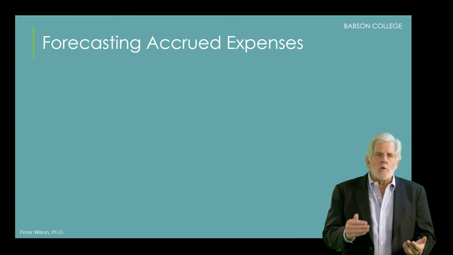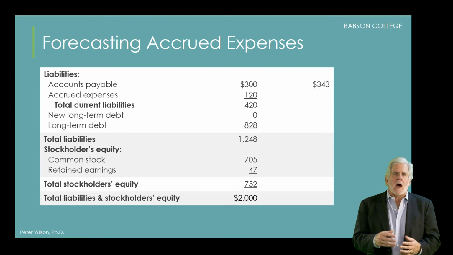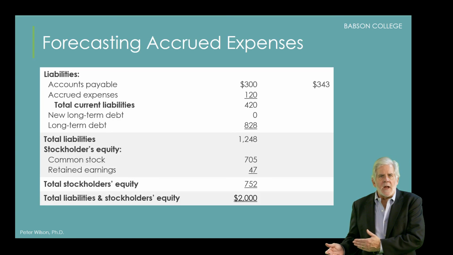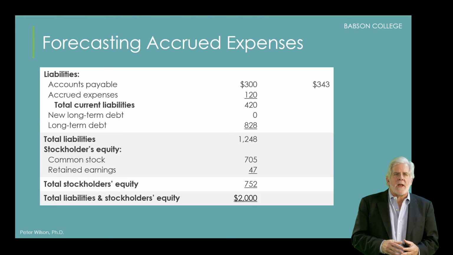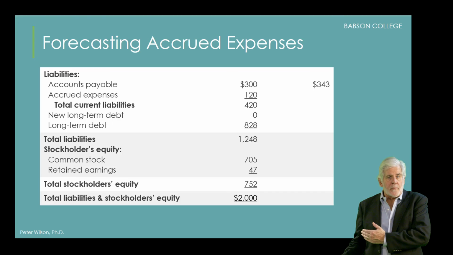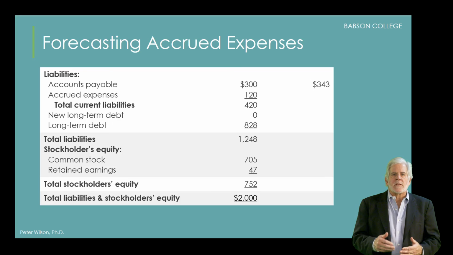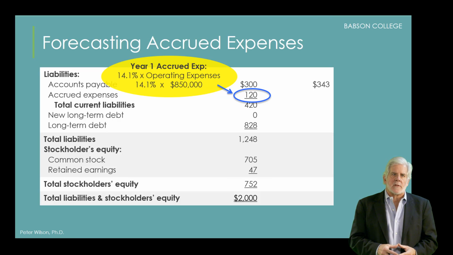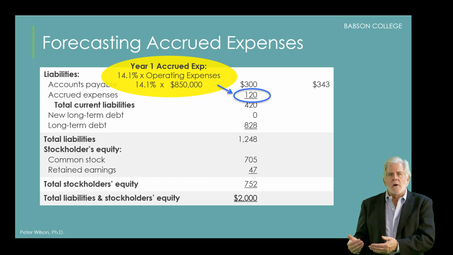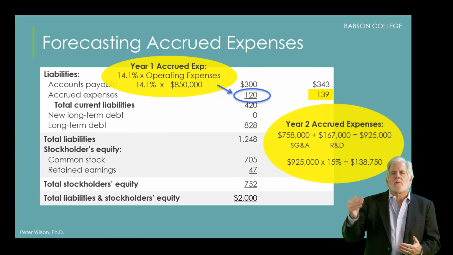For NEBCO, their accrued expenses liability account is a general account that is likely related to various operating expenses, both SG&A and probably some R&D expenses as well. Thus, we can forecast this account based on its relationship to the overall level forecasted for both SG&A and R&D expenses. In year one, accrued expenses of $120,000 was 14.1% of total operating expenses, which included both SG&A and R&D. Consistent with our other forecasted accounts, we might estimate a slight increase in this account to 15% of total operating expenses.